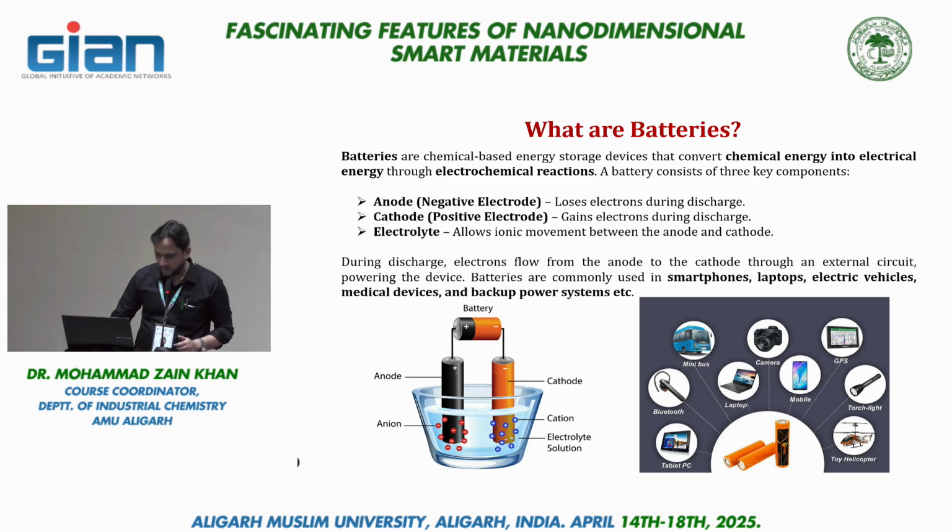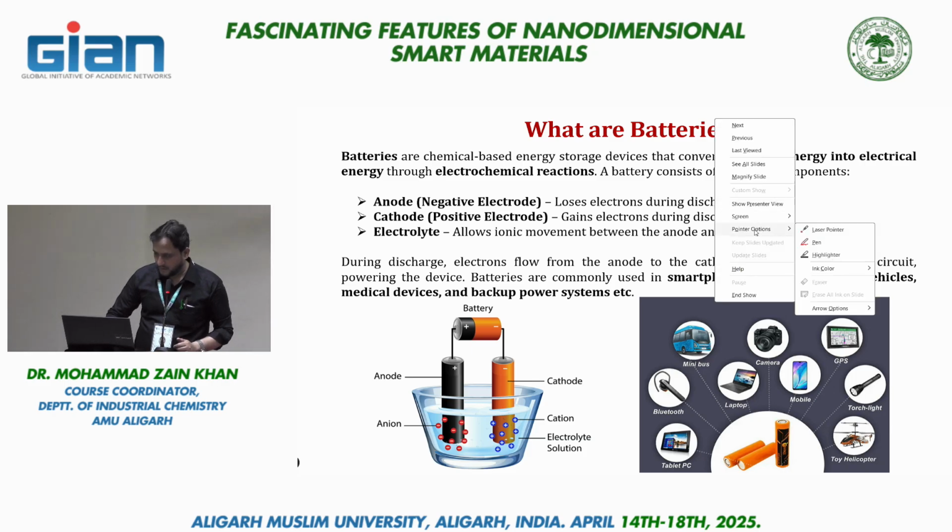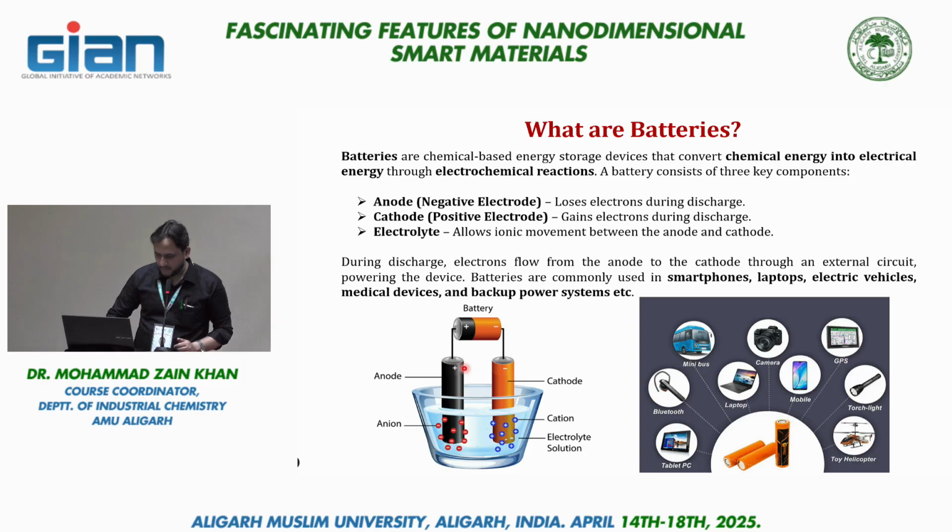A figure is shown here, where you can see the two electrodes, the positive electrode surrounded by anions, while we have the negative electrode surrounded by cations. They move through this electrolyte system. The ions move through the electrolyte while the electrons move through the external circuit, and in this way current is generated. These are the various devices nowadays where we are using batteries. Even the lithium ion battery is used here in mobile phones and cameras.